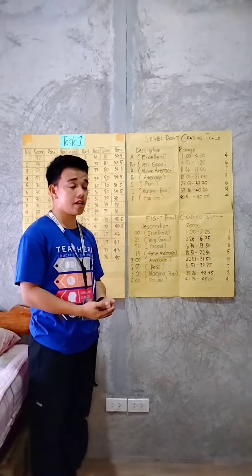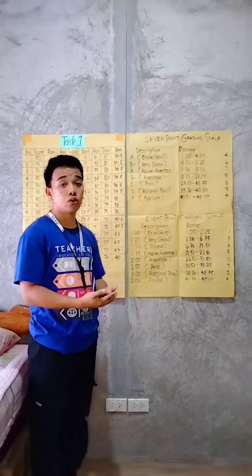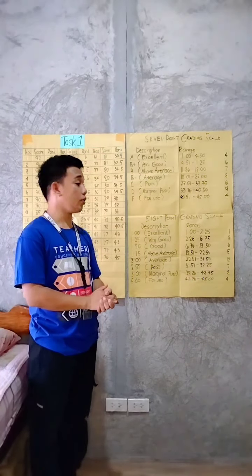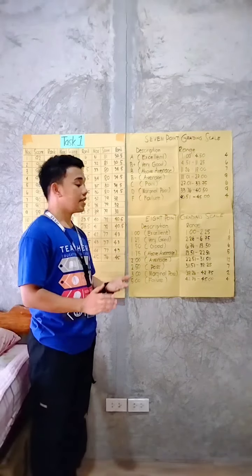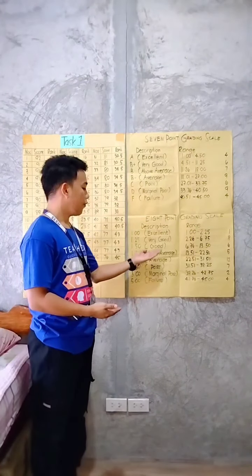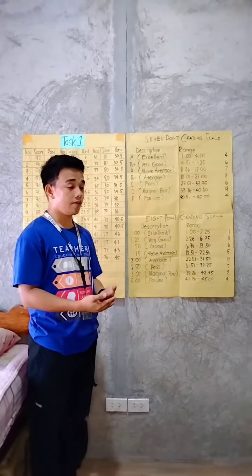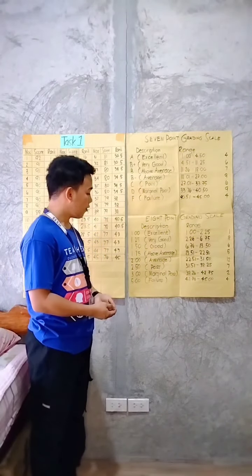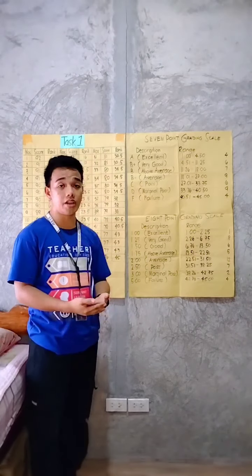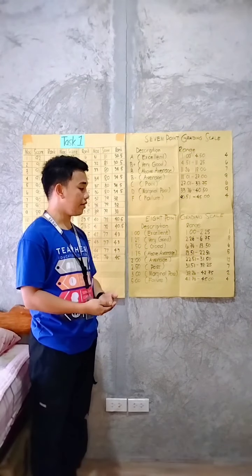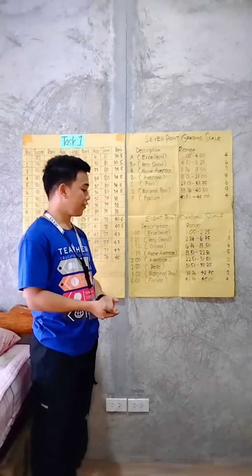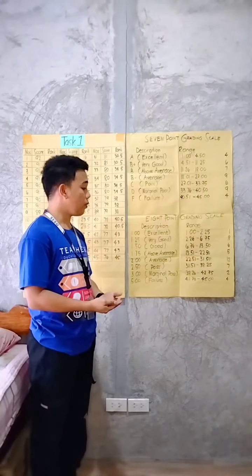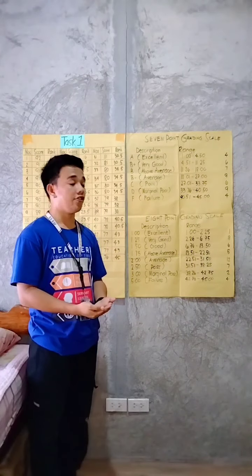Excellent with a range of 1.00 to 2.25. Very good with a range of 2.26 to 6.75. Good with a range of 6.76 to 13.50. For above average, a range of 13.51 to 22.50. For average, a range of 22.51 to 31.50.